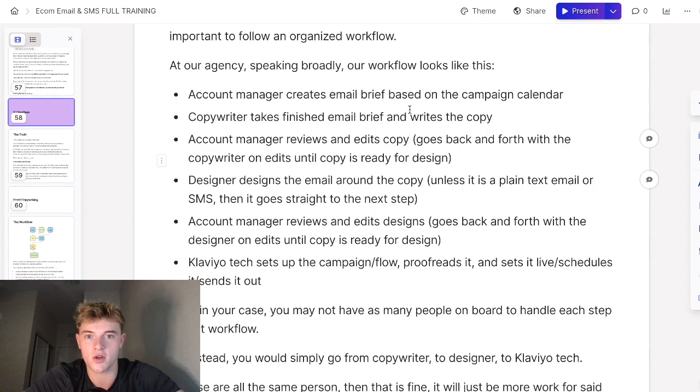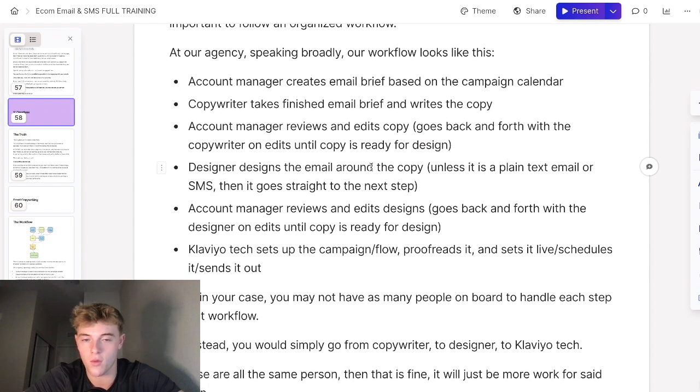You've got the account manager who creates the email brief for the week based on the campaign calendar. The copywriter takes the finished brief and writes the copy. An account manager reviews and edits that copy, goes back and forth with the copywriter on edits until the copy is ready to be designed. Then the designer designs the email around the copy. Unless it's a plain text email or an SMS message, then it would just go straight to this next step, which is the account manager would review and edit the design. They'll go back and forth with the designer on edits until that copy is ready to go on.